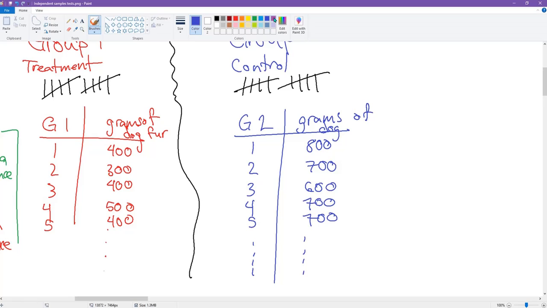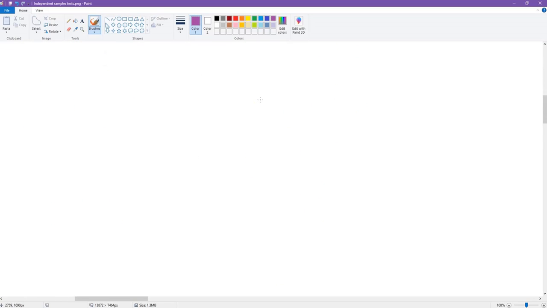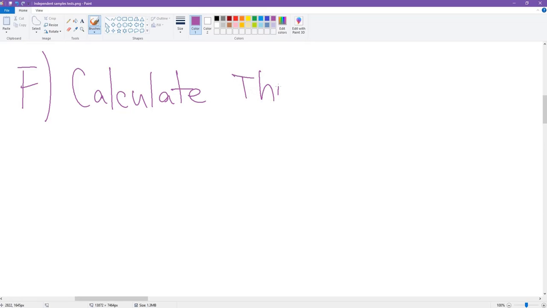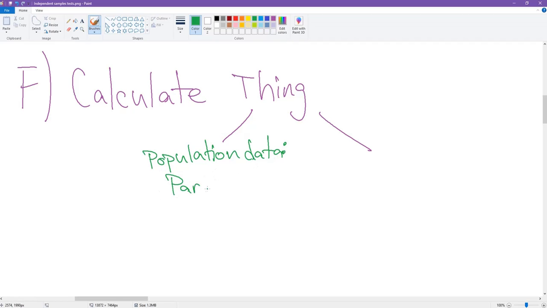The next step that we're going to deal with is step F, and that is calculate things. If you happen to have data from your population, you can calculate parameters. If you happen to have data from your sample, you're going to be calculating statistics. So if you have population data, we're going to throw in parameters here.